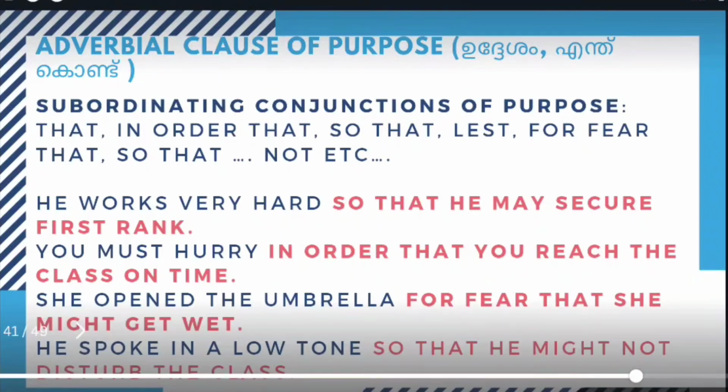Next example, he spoke in a low tone so that he might not disturb the class. He spoke in a low tone. അവൻ പതിയെ സംസാരിച്ചു. എന്തുകൊണ്ടാണ് പതിയെ സംസാരിച്ചത്? So that he might not disturb the class. ക്ലാസ്സിനെ ഡിസ്റ്റർബ് ചെയ്യാതിരിക്കാൻ. So see, adverbial clauses of purpose describe the purpose of action. എന്തുകൊണ്ട് അല്ലെങ്കിൽ ആ മെയിൻ ആക്ഷൻ്റെ ഉദ്ദേശം എന്താണെന്ന് ആണ് adverbial clauses of purpose വിവരിക്കുന്നത്.